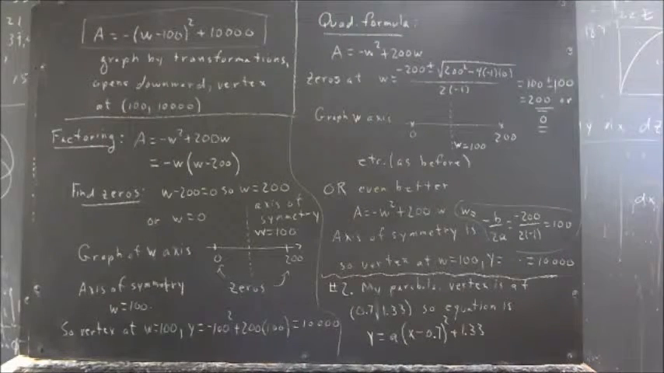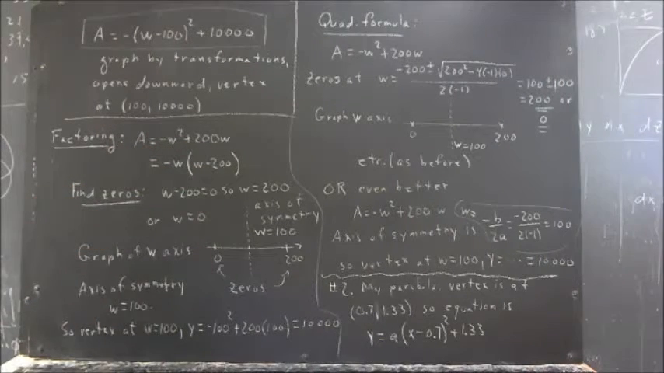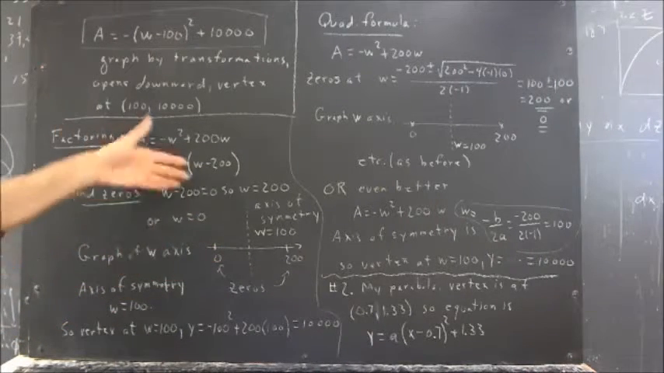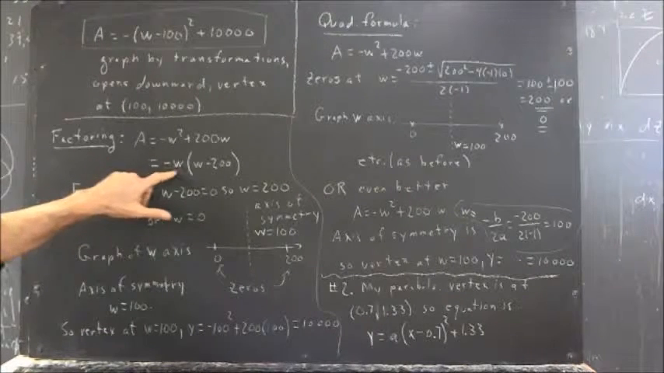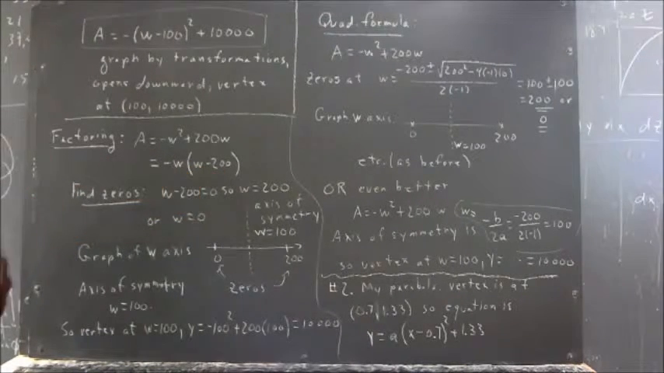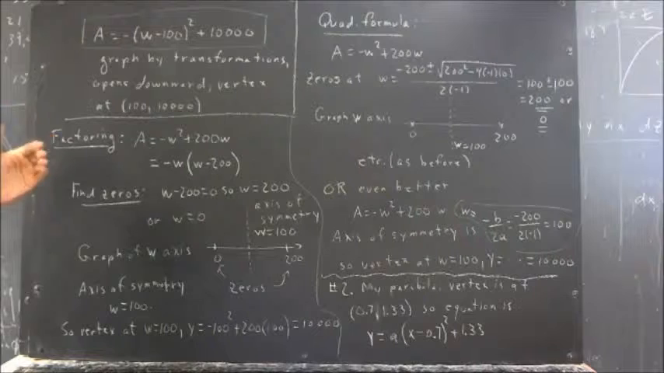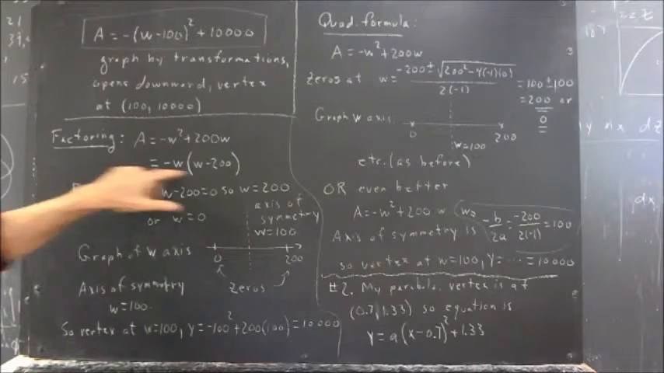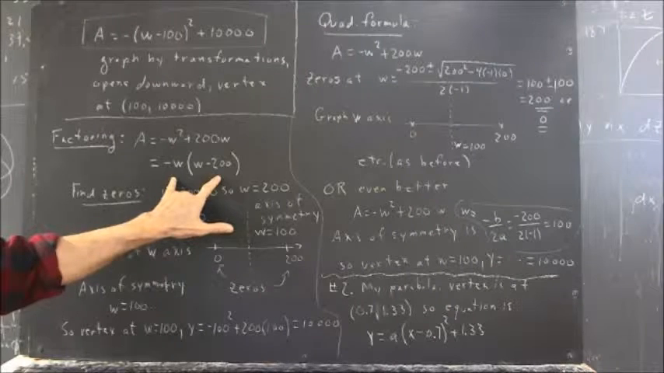Now, alternatively, we can factor. A equals negative W squared plus 200W. Somebody told me right off the bat, well, factor out a W. Okay, I'm going to factor out a negative W. You get negative W times (W minus 200). Now, we want to find the zeros, so we're going to find out what values of W make this 0. Can you see what those values are? You should be able to see that instantly.